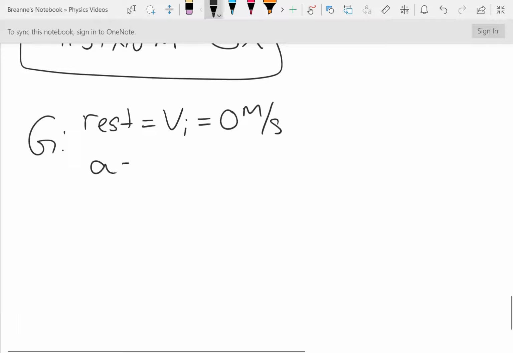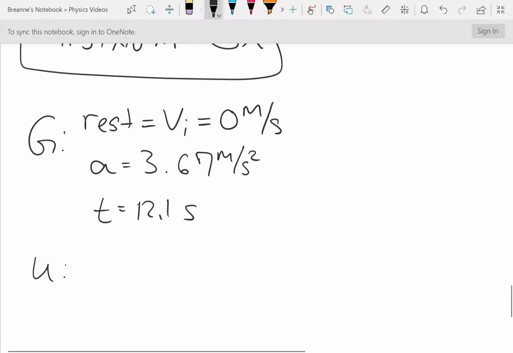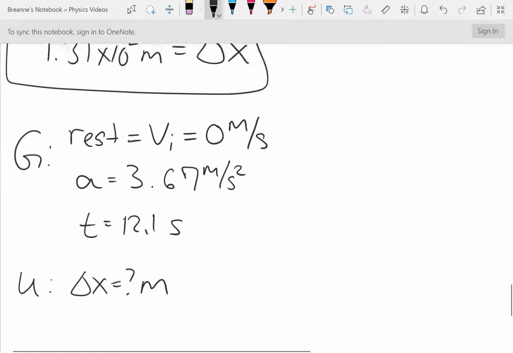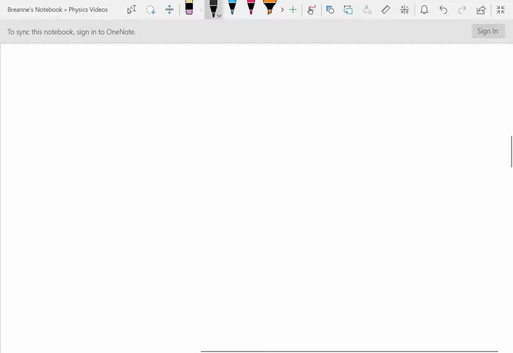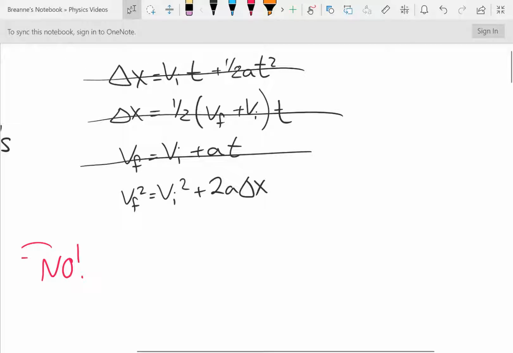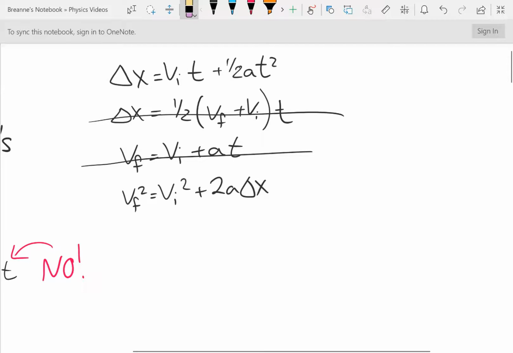It says you're accelerating at a rate of 3.67 meters per second squared. And it gives you time, which is 12.1 seconds. Your unknown, we're still looking for our delta x. So we need to go back up and see what equations we could use. We have to have delta x in the equation. So we need all the equations that do not have delta x. Well, that's the third one.